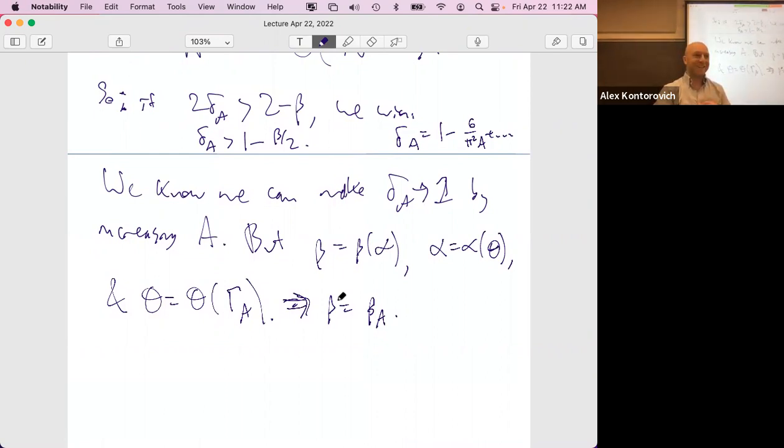Wait, and then how is A varying explicitly? A is the height. We control A. We say there exists some height so that there are infinitely many fundamental low-lying closed geodesics below this height.